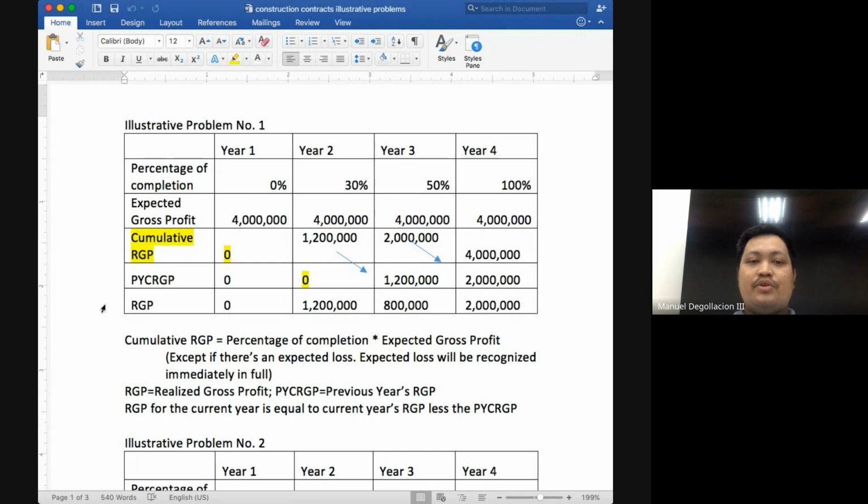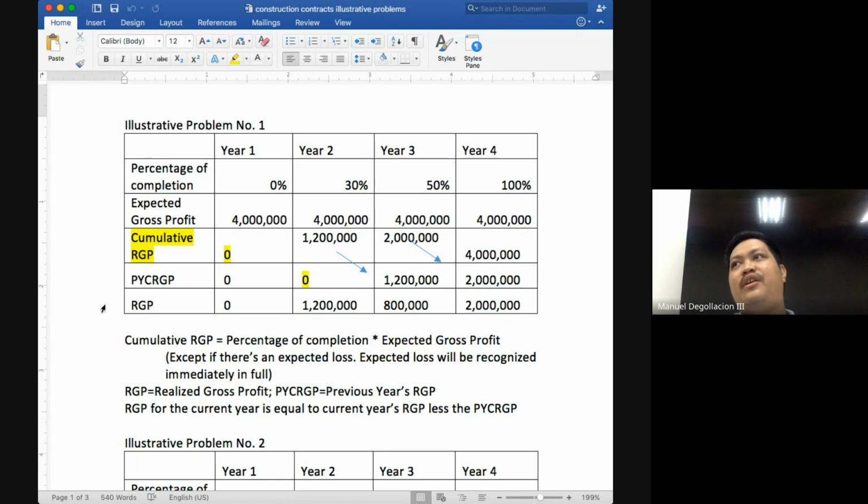So here, year 2, the percentage of completion is 30%, and then the expected gross profit would be 4 million. What do we do with these two things? We simply multiply. So 30% times 4 million, your cumulative RGP for year 2 would be 1,200,000.